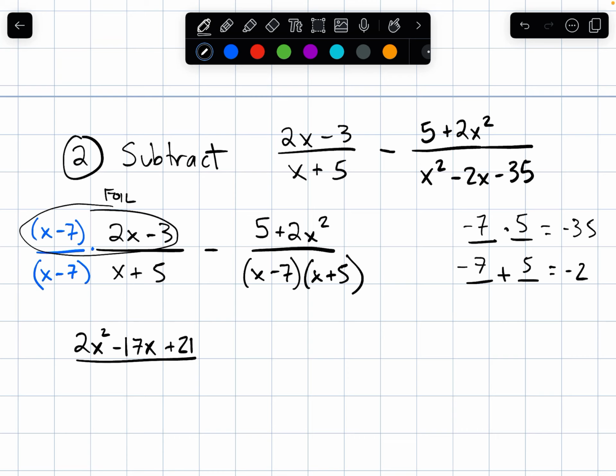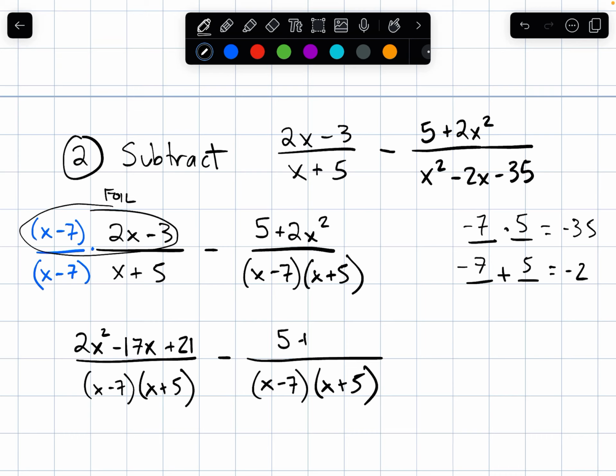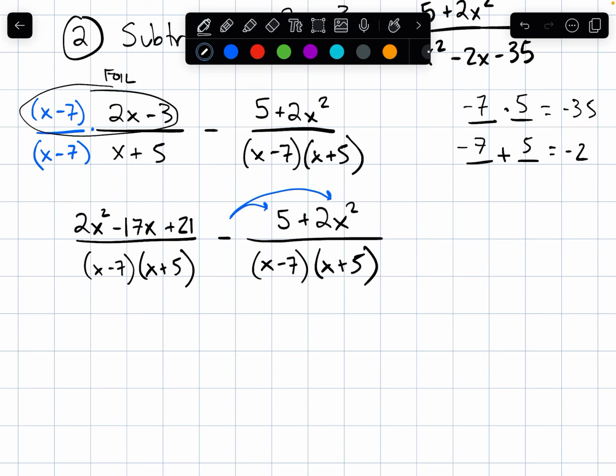And then in the denominator, I'm going to leave that split up as x minus 7 times x plus 5. Again, we're not sure if anything's going to factor in the end, so we're going to keep it split up for now. And I still have the 5 plus 2x squared. So a reminder that this negative applies to both of these terms. So when I'm combining my numerators, I do have to make sure that this minus gets distributed.